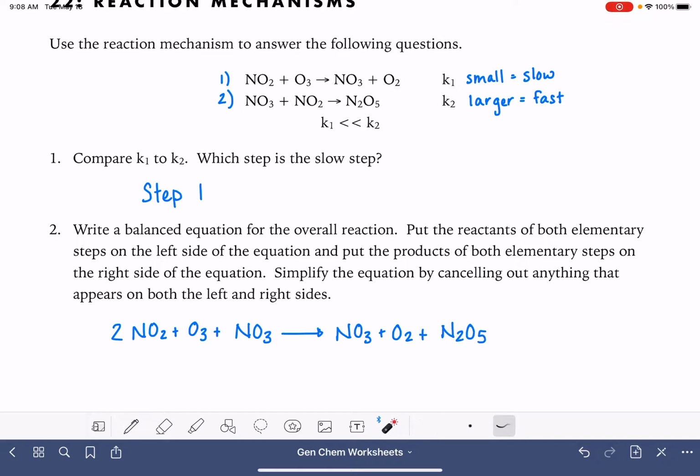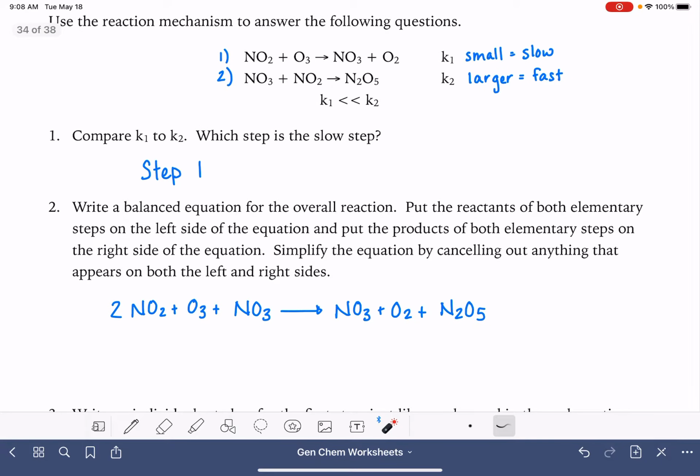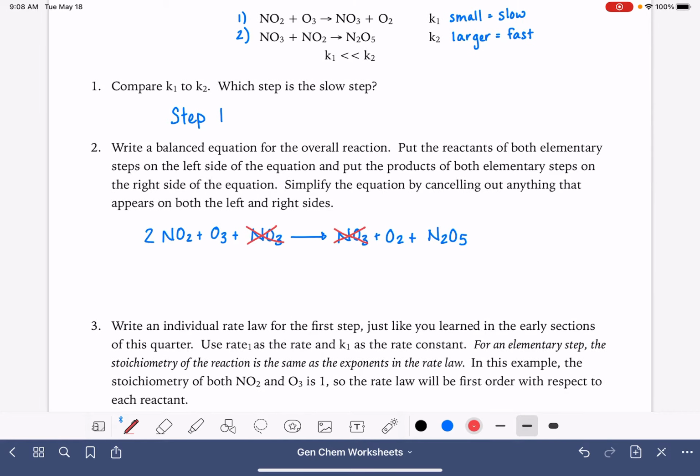And then just like we would normally do whenever we're combining 2 equations together to make an overall equation, we want to simplify the equation by canceling anything out that appears on both sides. So it looks like NO3 appears on both sides, so we'll just go ahead and cancel that out. Anything that appears on both sides is an intermediate. That's going to come up later on this worksheet, but I'm just going to go ahead and label it right now: anything that gets canceled out from this overall equation.